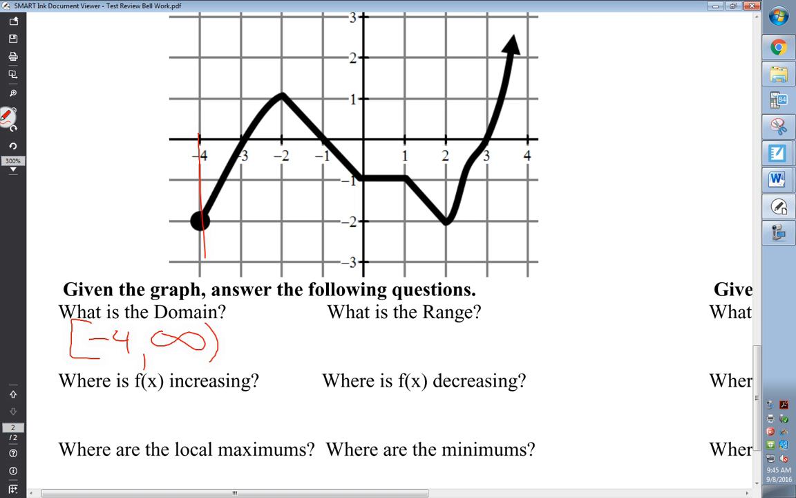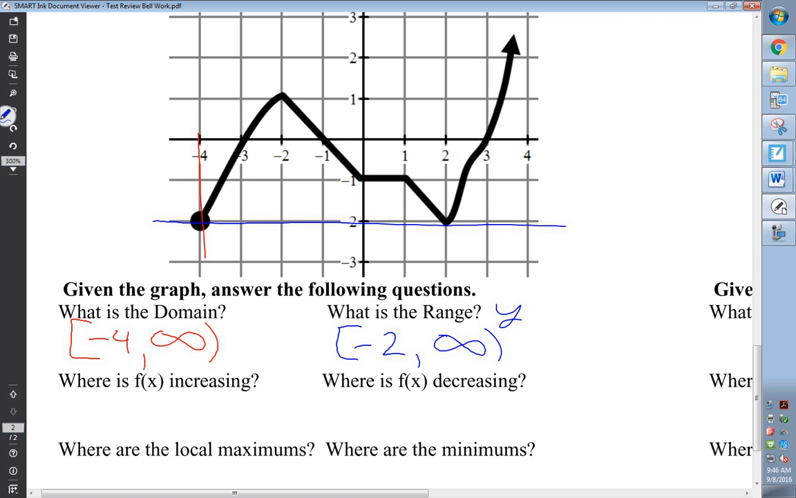Then we're going to talk about range. If we're talking about range here, Deja, that's y values. What's the lowest y value you use on this graph? Negative 2. There's the bottom of your graph. From negative 2 until when? When do I stop going up? Infinity. I never stop going up because there's an arrow there that tells me I'm going forever. From negative 2 to infinity.